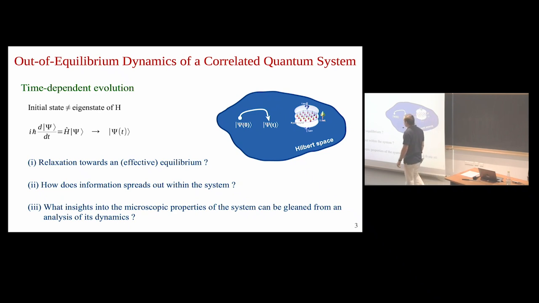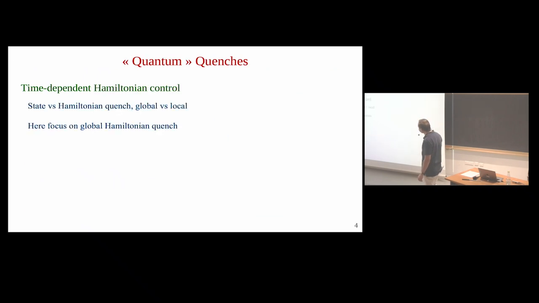In particular, we may ask, if you perturb the system at some point, how will information spread out in your many-body system? This is related to the second question, which is what insight we can gain from the dynamics of the system about its microscopic properties, and in particular, the spectrum of excitations in this system. So these are the two topics I want to address here.